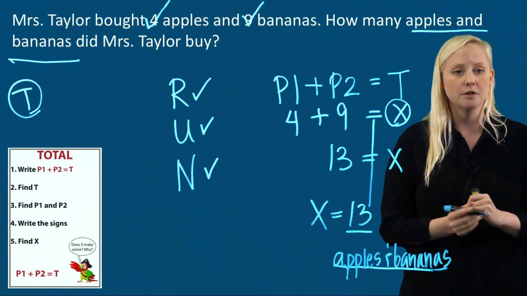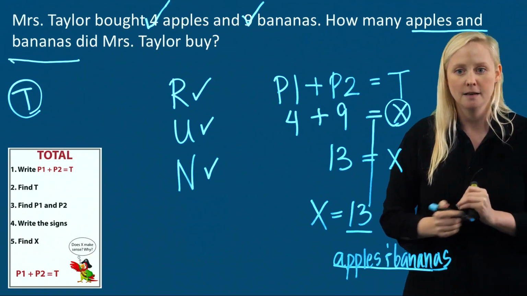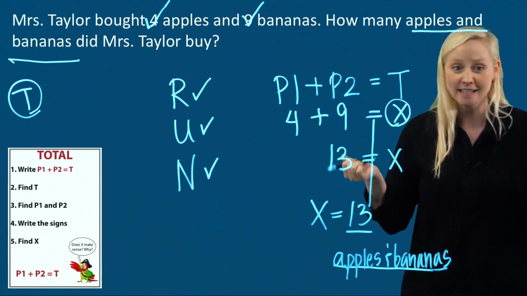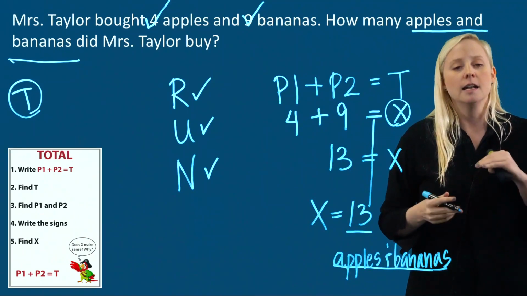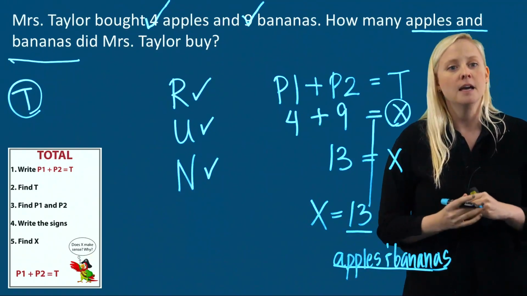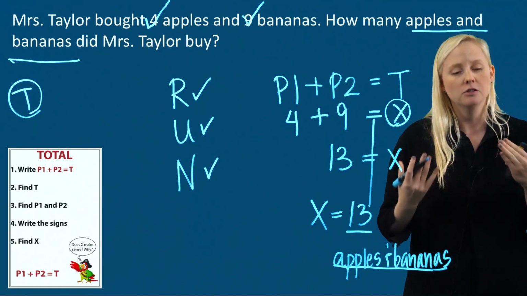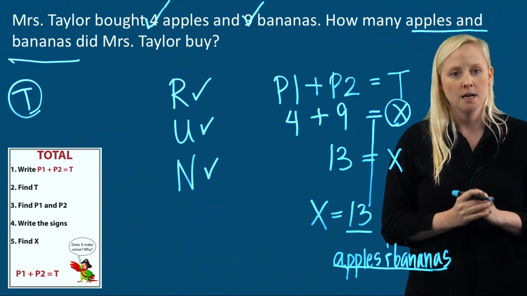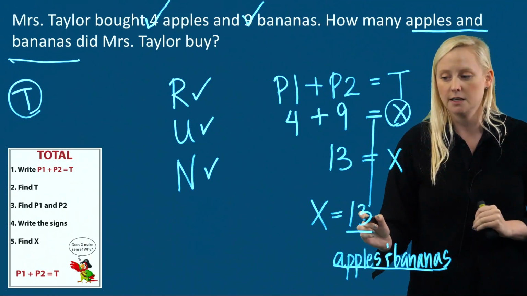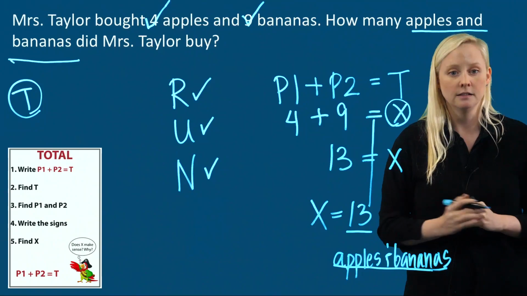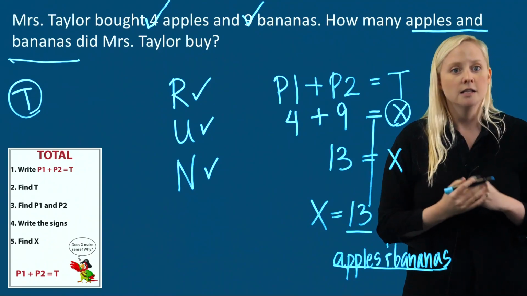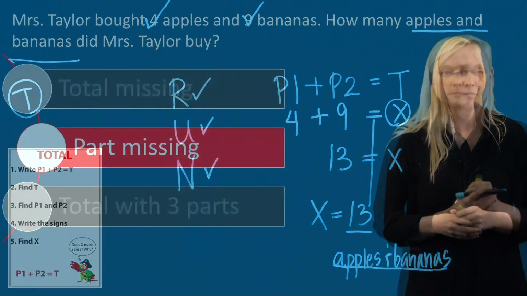The last thing we have to do is check to see if our answer makes sense, because the parent is asking us, does x make sense? Why? In a total problem, our sum is always greater than the parts. The total is always greater than the parts. Here my total or sum is 13. 13 is bigger than 9, and 13 is bigger than 4, so I know that my answer makes sense.